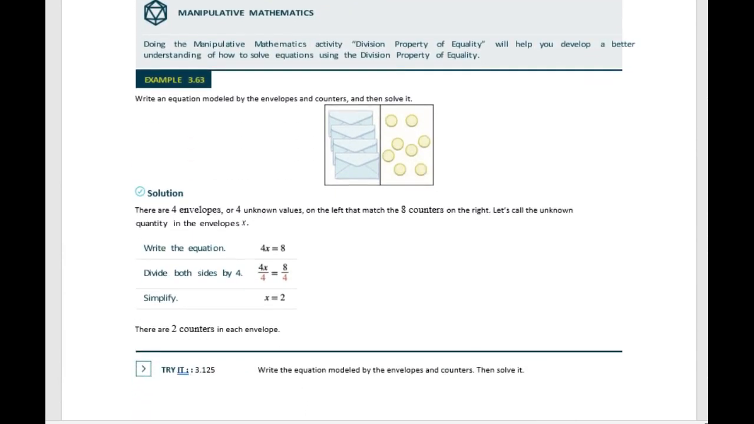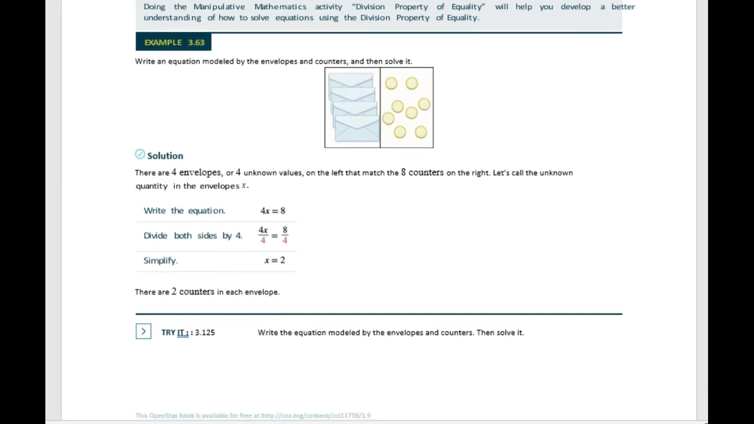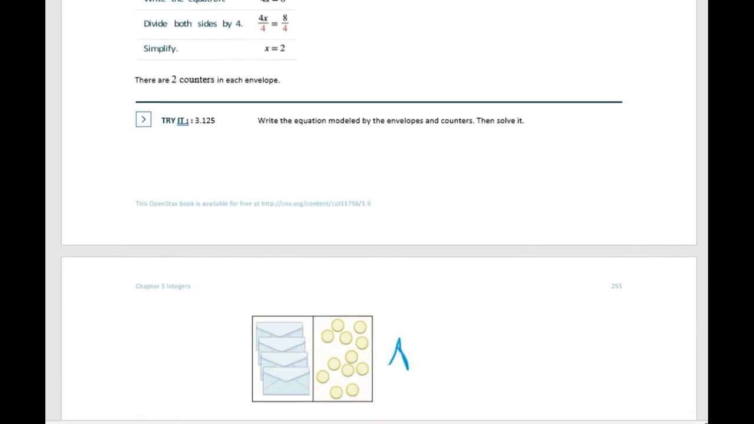Okay? So here's one I want you to try. I want you to write an equation for this one down here, and then try and solve it. So here's the equation that I want you to write. Go ahead and write this one and see what you can come up with, and then go ahead and solve it for me.